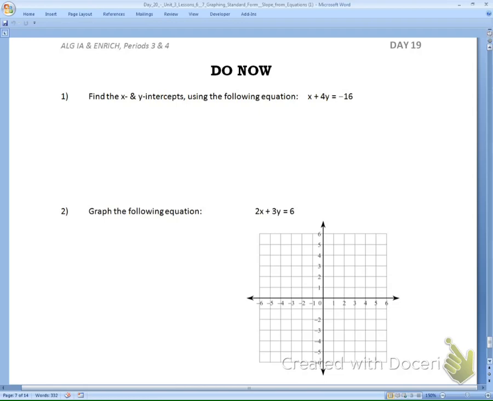First of all, let's remember that x and y intercepts are points or coordinate pairs when x or y is equal to 0. So the x-intercept is when y is equal to 0. So if y is equal to 0, 0 times anything is just 0. You can just cross it off. Therefore, x is equal to negative 16. So that's our x-intercept.